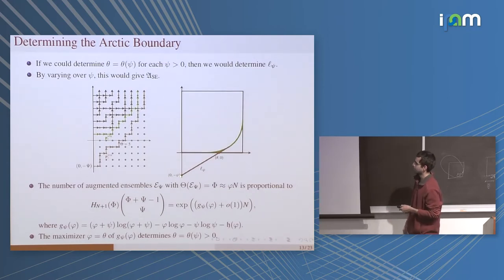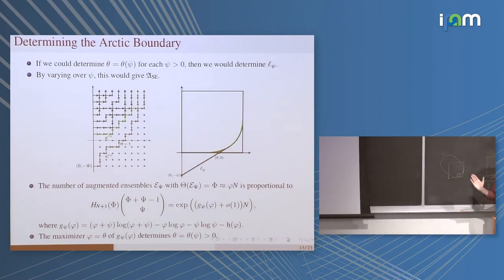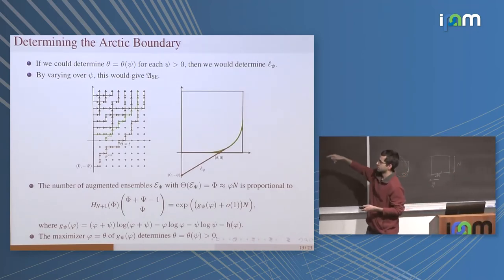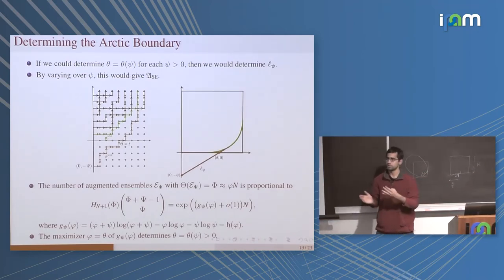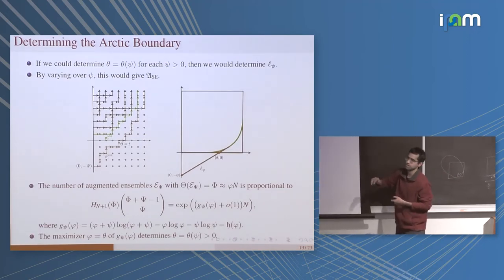I know one of the points after the scaling, since psi scales like psi n: one of the points is 0 minus psi. If I knew what this theta was, then the other point would be theta, 0. That would give me the line, and therefore I would have a line tangent to the arctic curve at 0 minus psi. So if I knew this value of theta, I would be able to compute the tangent line through 0 minus psi to the arctic curve.